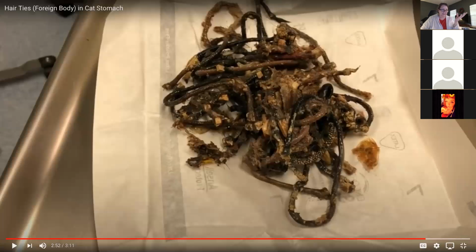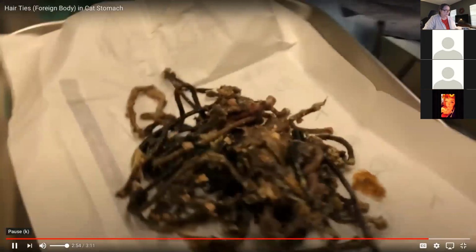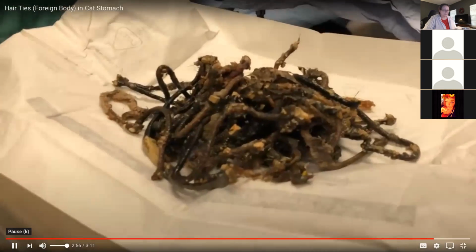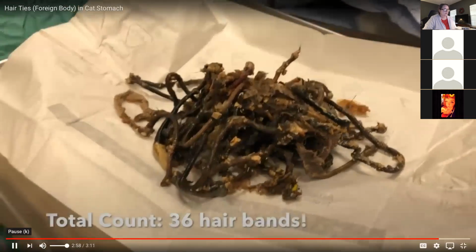Now, obviously, like they were saying in the video, this cat could have been eating one here and there, and it just hung out until he accumulated enough in the stomach and just said, I've had it. And that stomach was pretty stretched. So that's pretty incredible.